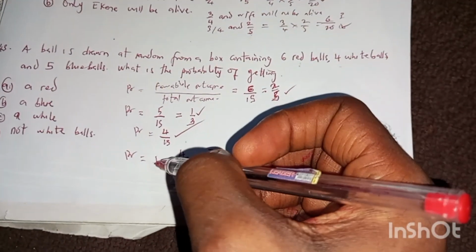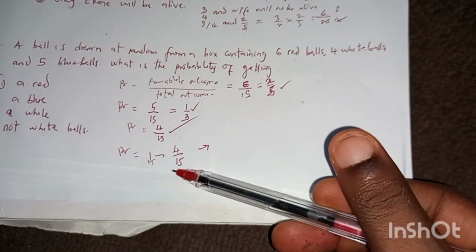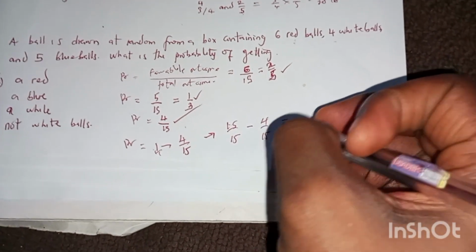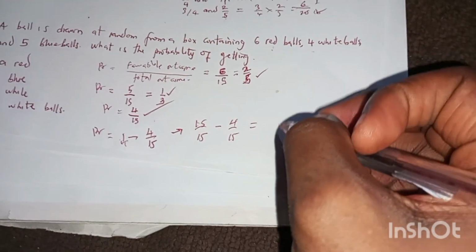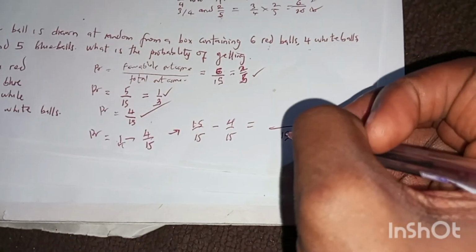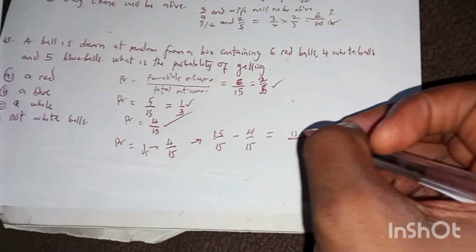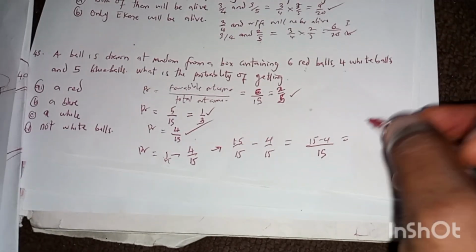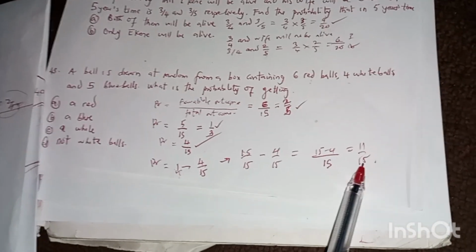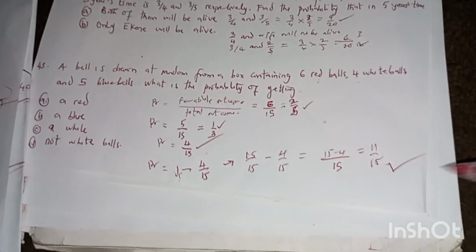Alright? We can turn this 1 over 1 into 15 over 15 actually. That's 15 over 15 minus 4 over 15. Both of them become what we call similar fractions, which means you just take the common denominator and perform the operation for the numerators only, which is 15 minus 4. 15 minus 4 should be 11 over 15. So probability of not getting white balls is 1 minus probability of getting white ball, which is 11 all over 15. Okay, so that is that.